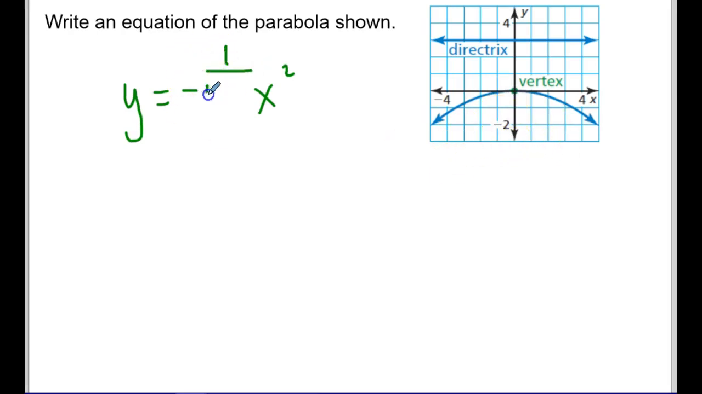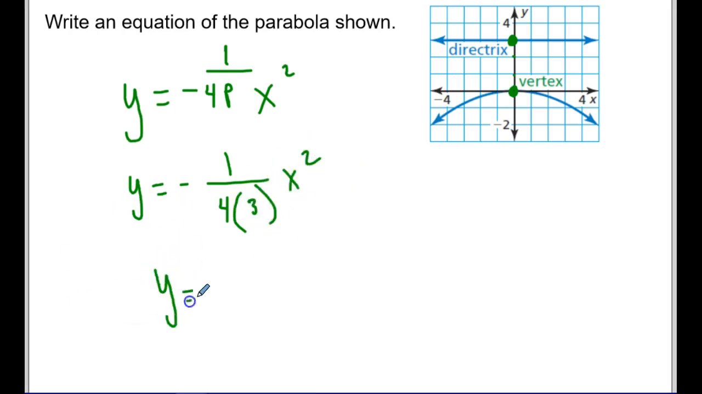So now I have to deal with my 1/4p. Well, so now let's find what p is. So I have y equals -1/4p, and my p is always the distance from the vertex to either my directrix or my focus. Here I'm given the directrix, so I can just count. So 1, 2, 3. So my p value is 3. So now let's simplify. So y equals -1/4 times 3, which is 12, x squared. So I know that this is going to be the final equation of this parabola.